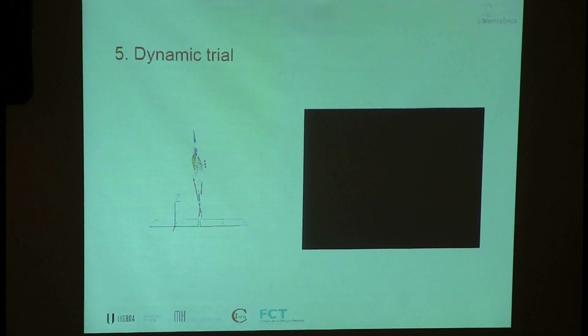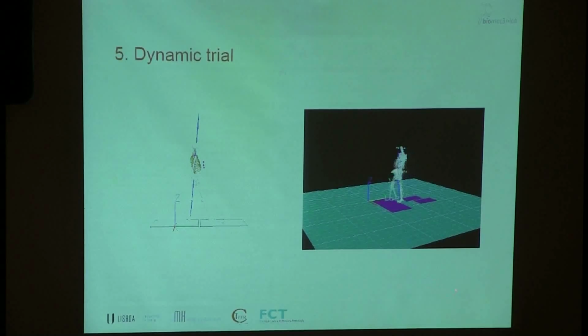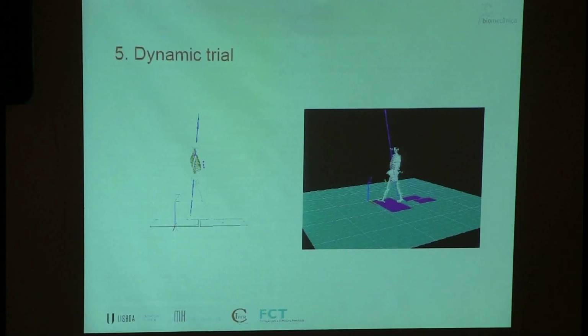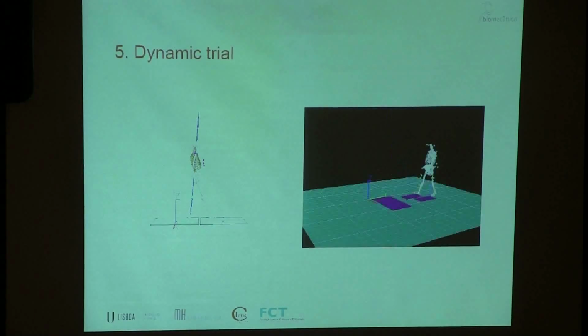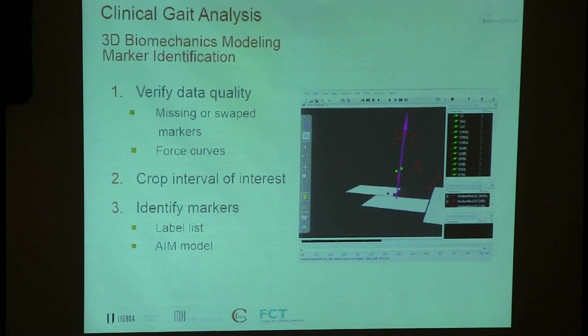Then we can have a dynamic trial on a treadmill, for instance an instrumented treadmill, or overground in the lab, where you can see that we have force plates that allow us to measure the ground reaction force and relate it with the position of the anatomical joints. But the markers have to be verified, and they must have a high quality in the determination of their position in space.